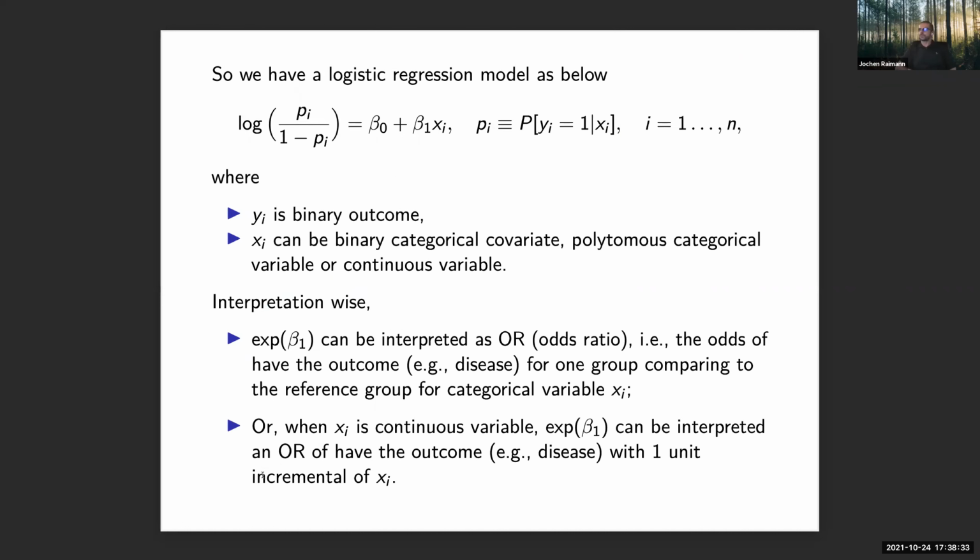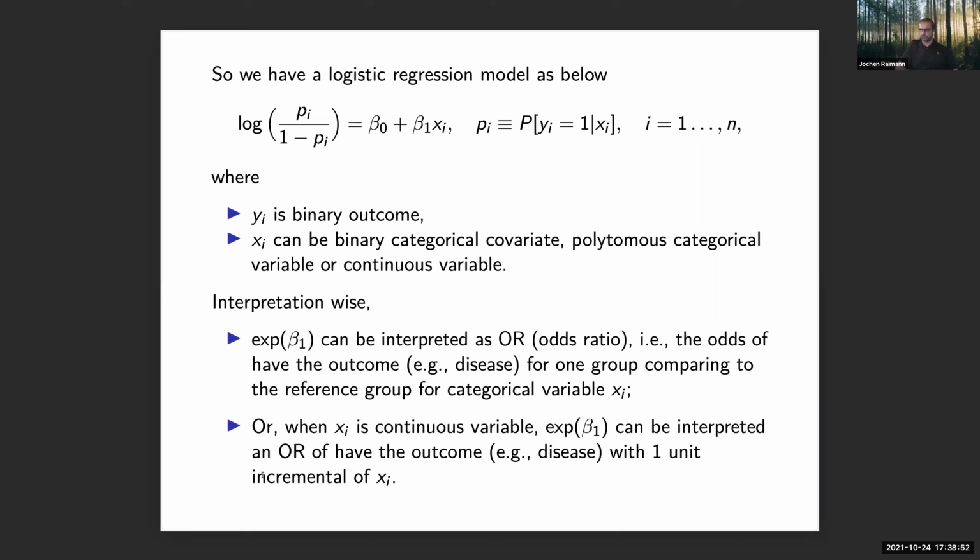So this logistic regression model essentially shows now log of pi over 1 minus pi equates to the covariates on the right-hand side. Yi is here a binary outcome that essentially is your pi.